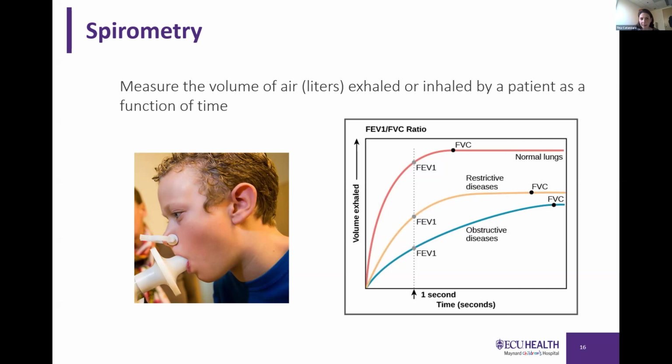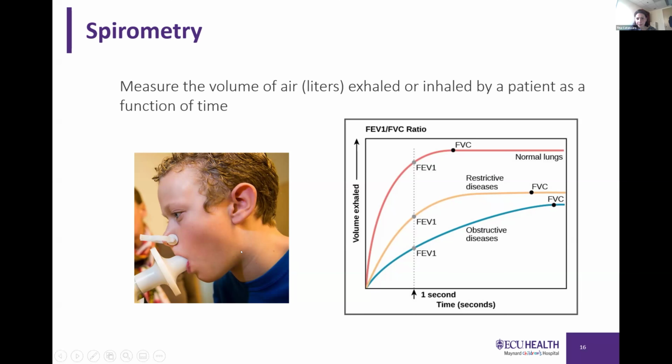So basically for spirometry, we are just measuring what volume of air they can exhale as a function of time. And it's pretty simple. Like you can see in this kid, it's probably one of the easier tests that our patients with sickle cell have to undergo. Basically, they're just going to exhale into that tube, and we're going to be measuring what they exhale.